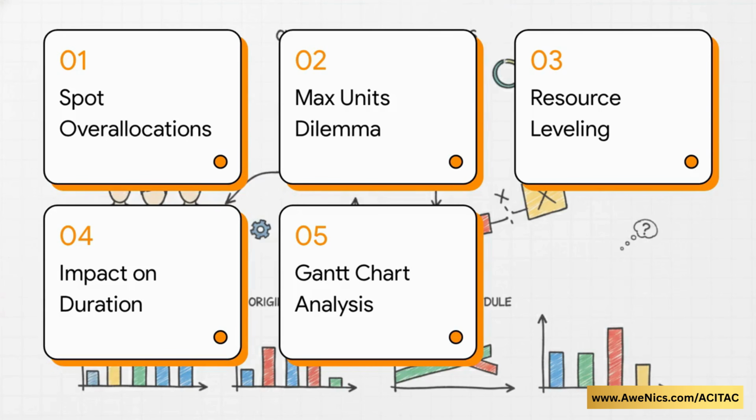Here's our roadmap for the explainer. First, we'll cover spotting resource overallocations. Second, the maximum units dilemma. Third, applying resource leveling. Fourth, the impact on duration. And finally, number 5, analyzing the leveling Gantt.